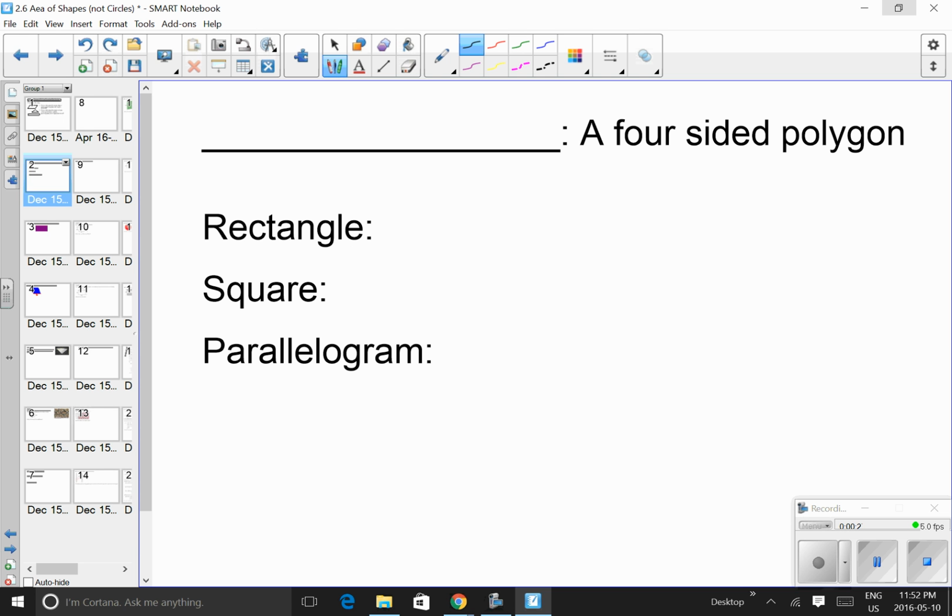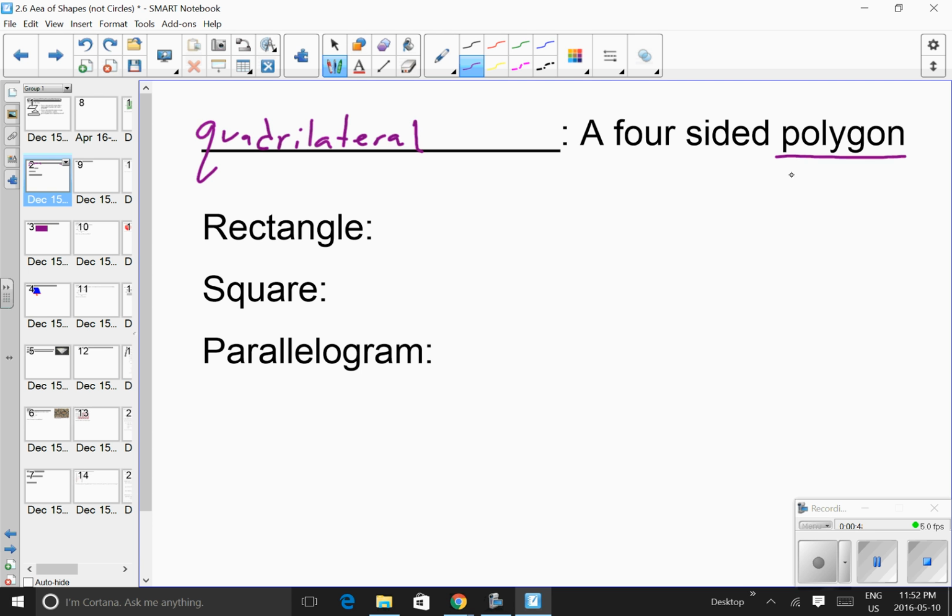First, we need to talk about a little bit of vocabulary. The first word we're going to throw out there is quadrilateral. I don't like using black ink. Let's use a different color. Purple. Quadrilateral. What this means is a four-sided polygon.